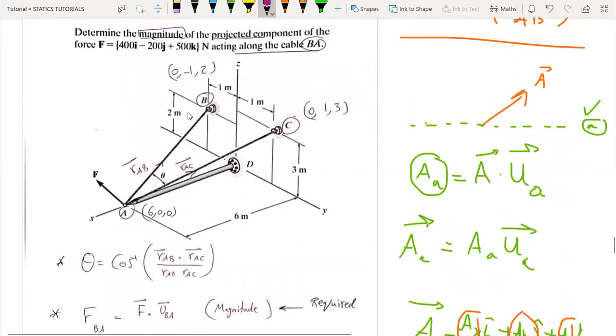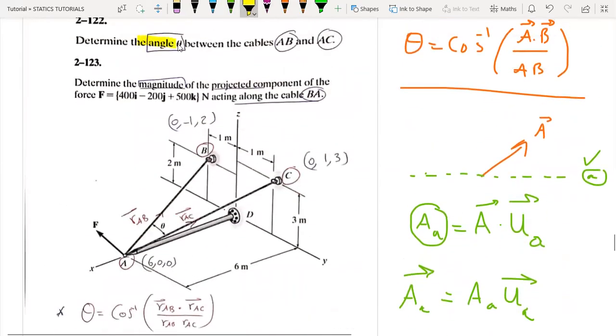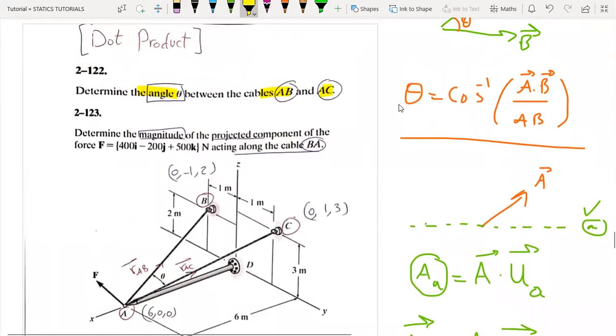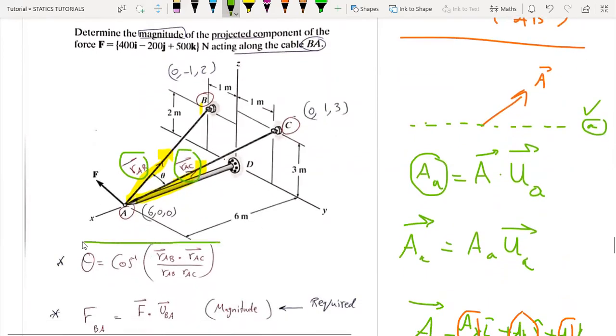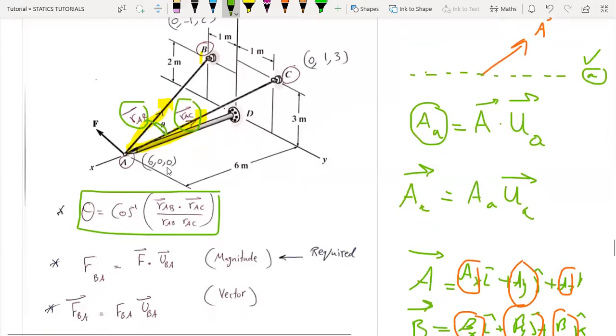So here in our problem, determine what's required. First of all, determine the angle theta between cables AB and AC. The first step, as we cannot see here, is that we should find the vectors in Cartesian form, correct? So we are going to use the position vectors to transform AB and AC into vectors. So we should find RAB and RAC, and then we can use the dot product equation to find the angle between these two vectors.